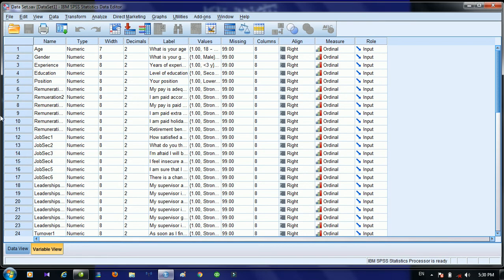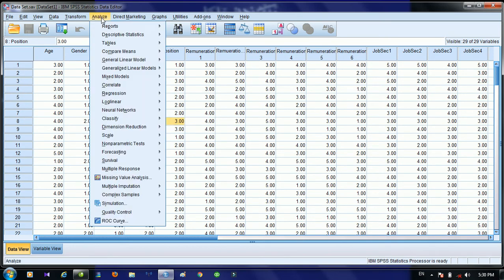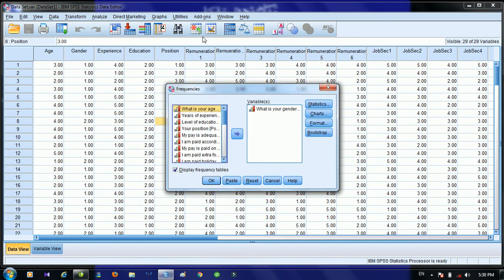In this dataset, you can see we have variable view and data view. For frequency analysis, what we need to do is click on Analyze, then click on Descriptive Statistics, and then click on Frequencies. Frequency analysis shows both the absolute and relative pattern of incidence of a particular variable.